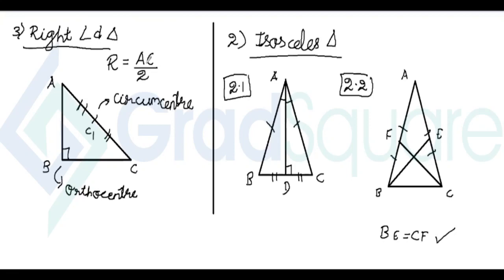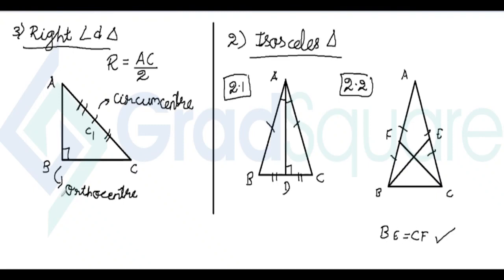Now the most interesting thing to note about these two specialities of right angle triangles is that the circumcenter and orthocenter of a right angle triangle are lying on the perimeter of the triangle. What this essentially means is that in the case of an acute angle triangle, these two centers will lie inside the triangle. And in the case of an obtuse angle triangle, these two centers will lie outside the triangle.